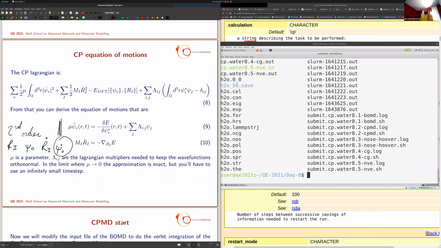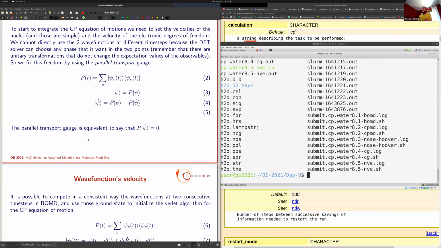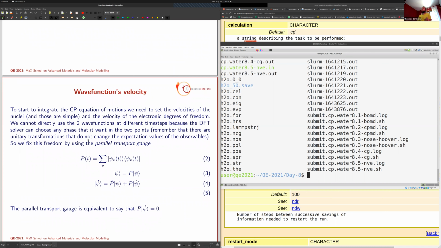In principle, we could set this to 0. Don't worry about the parameters, I will explain them later. How to guess this? One can think, okay, I put it to 0. It is okay also to put it to 0 at the beginning, but it is not really physical. So what we want to do is to find a way to estimate the wave function velocities for the initial condition of the second order differential equation.